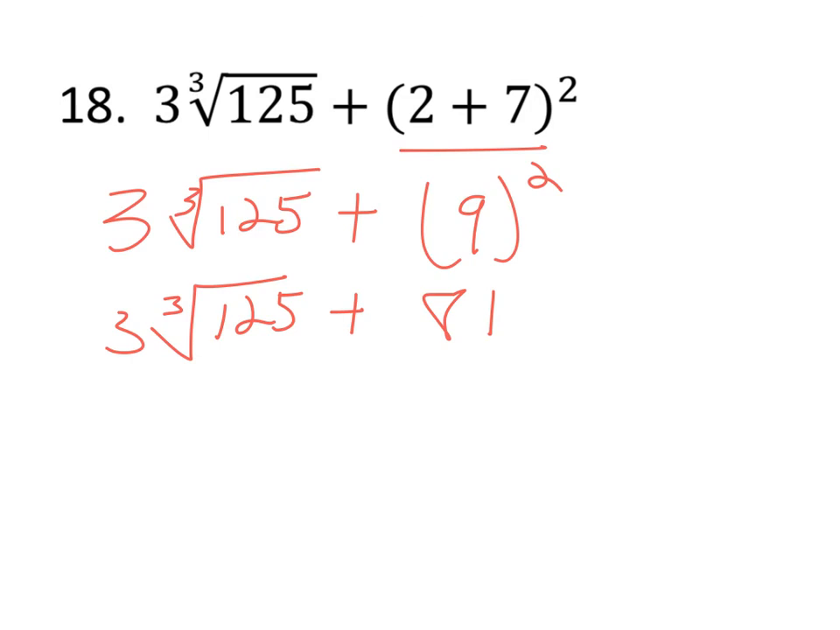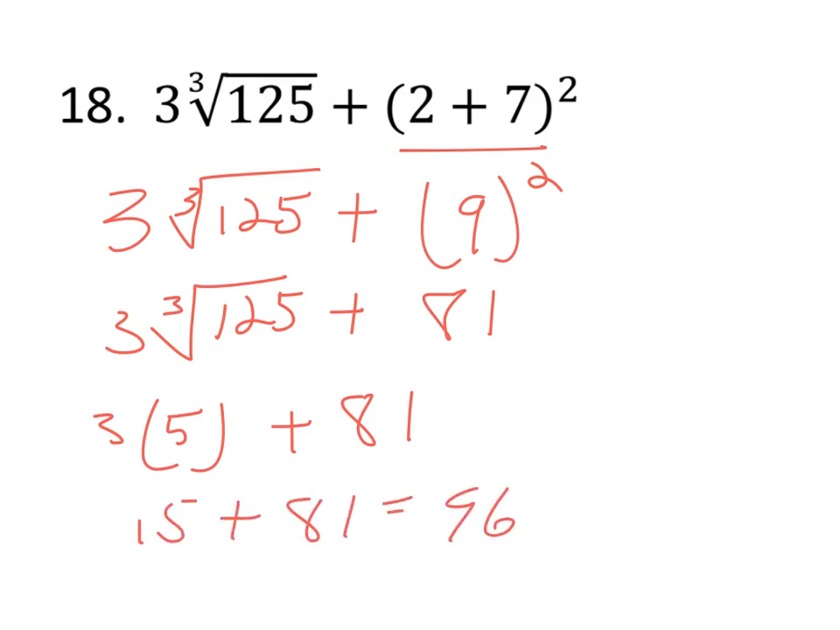Now let's take care of that cube root part. Cube root of 125, 5 times 5 times 5 is 125. So 3 times the number 5 plus our 81. Told you these were fun. And 3 times 5 is 15 plus 81, which is 96. There you go. Your homework's to finish up this worksheet. Answer keys at the end for you.